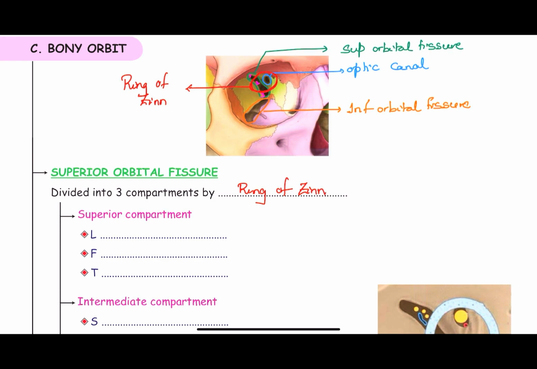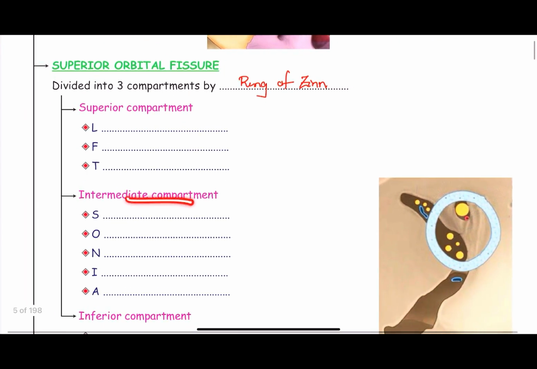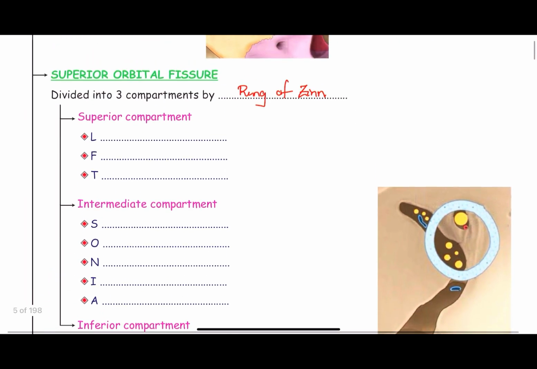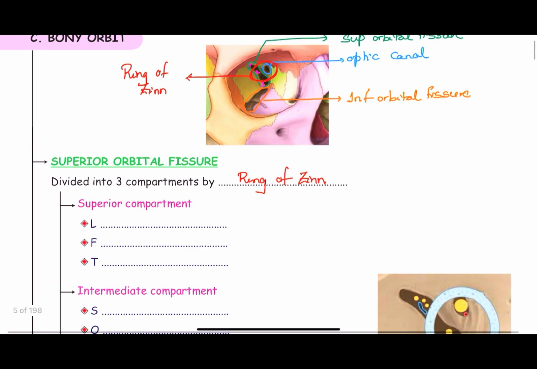First, coming to the superior compartment. There are three compartments we had discussed: superior compartment, intermediate compartment, and inferior compartment. Let's discuss the superior compartment first. In the superior compartment, we have a mnemonic. The structures passing through are LFT. What does L stand for? The nerve going to the lacrimal gland, so the nerve is called the lacrimal nerve. F goes over the frontal bone, so the nerve is called the frontal nerve.